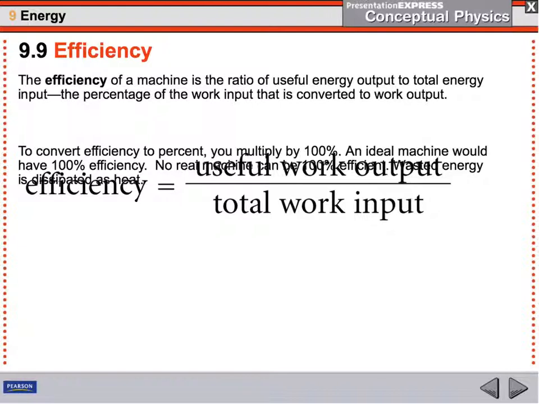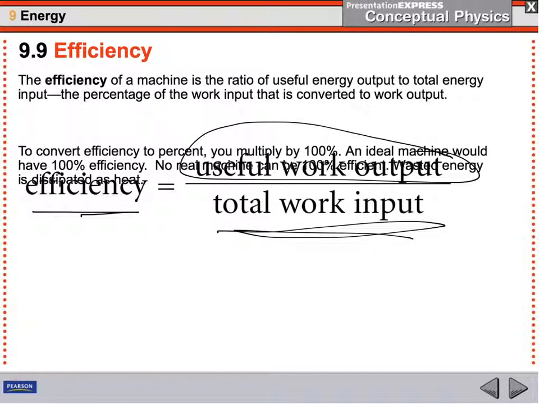The efficiency of a machine is the ratio of useful energy output to total energy input, the percentage of the work input that is converted to output work. So basically, if you look at our formula here, efficiency is your output divided by your input. And in the real world, you're not going to get 100% because you're going to lose some of that energy to heat.